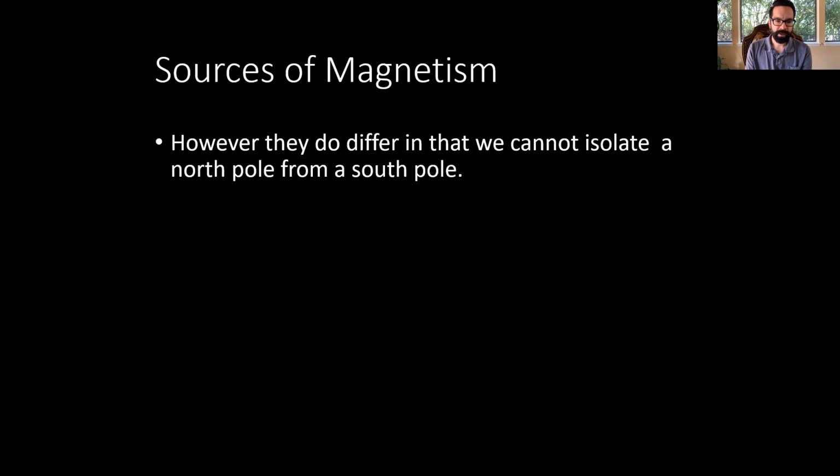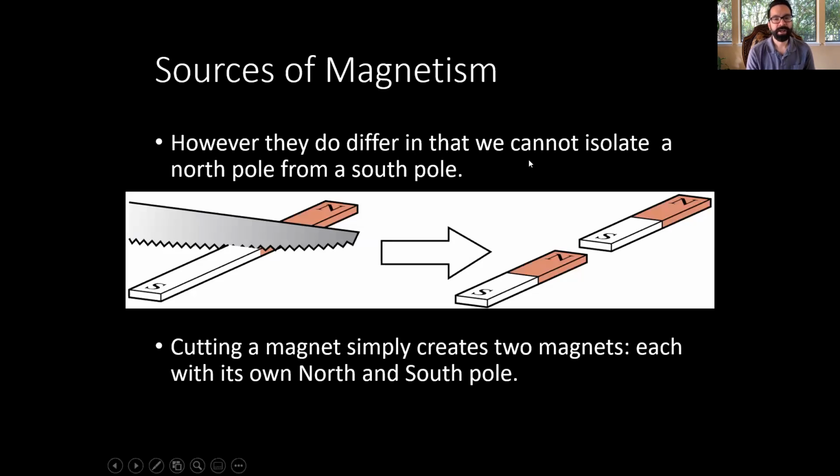Okay, now one issue about magnets that we don't have with charges is you can't isolate a pole. You can't have a north pole by itself. You can't have a south pole by itself. Once you cut a magnet, and I think I have a picture of this here. Once you cut a magnet, you see in my picture there, I'm cutting a magnet right down the middle, north pole on one side, south pole on the other.